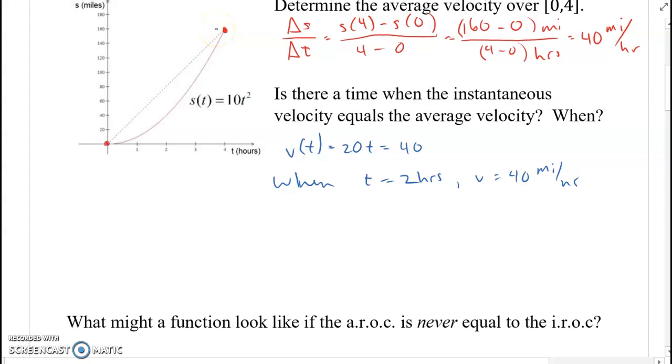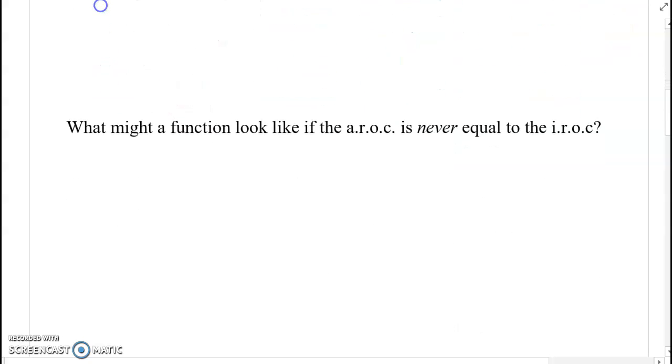We could find the slope between the two endpoints, but there is no place in between the two endpoints where the slope of that curve is equal to the slope of the secant line. In other words, the average rate of change never equals the instantaneous rate of change. Okay, so I'll let you guys think about that, and maybe you can come up with your own examples.